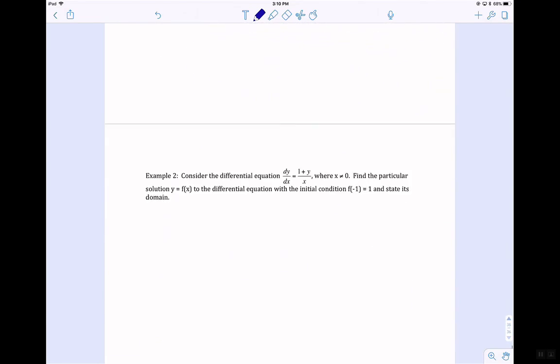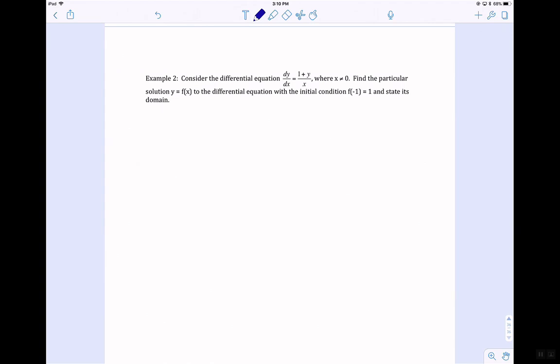Okay? Next example comes directly from a free response question. Consider the differential equation dy/dx is equal to 1 plus y over x, where x is not equal to 0. Find the particular solution, y equals f of x. That means the original equation. Given the differential equation above with the initial condition of f of -1 is equal to 1 and state its domain. Okay, so step 1, separation of variables.